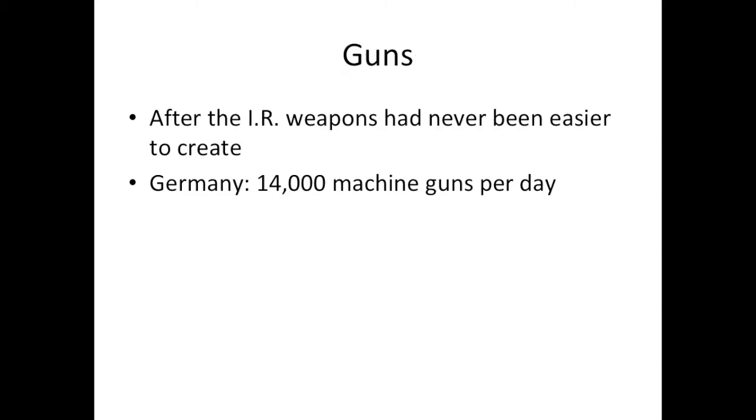Finally, guns. After the Industrial Revolution, weapons had never been easier to create. Germany was producing 14,000 machine guns a day. Hence, we can see that the Industrial Revolution really was a big step towards war.